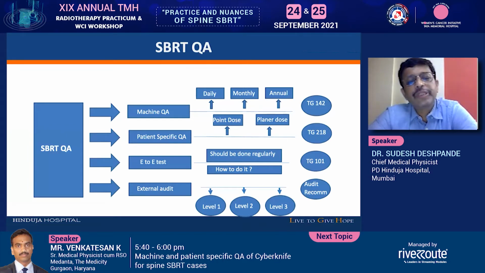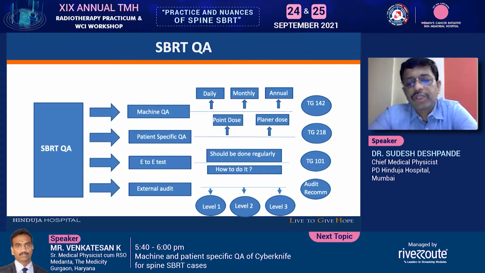We do patient-specific QA, where we do a point dose measurement and a planar dose measurement. That is well documented in Task Group 218. It tells how to do it and what the acceptance criteria should be. Then we have the E2E test, that is the end-to-end test, which should be done regularly, and Task Group 101 has given the recommendation that it should be done regularly. Then we have the external audit.